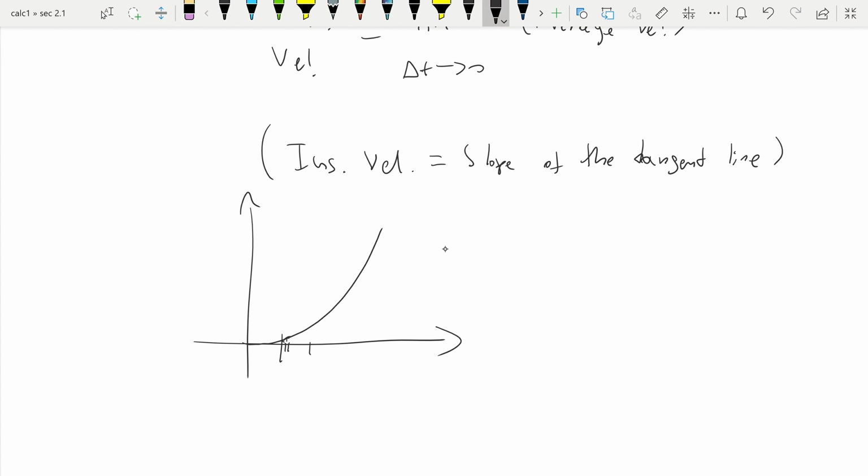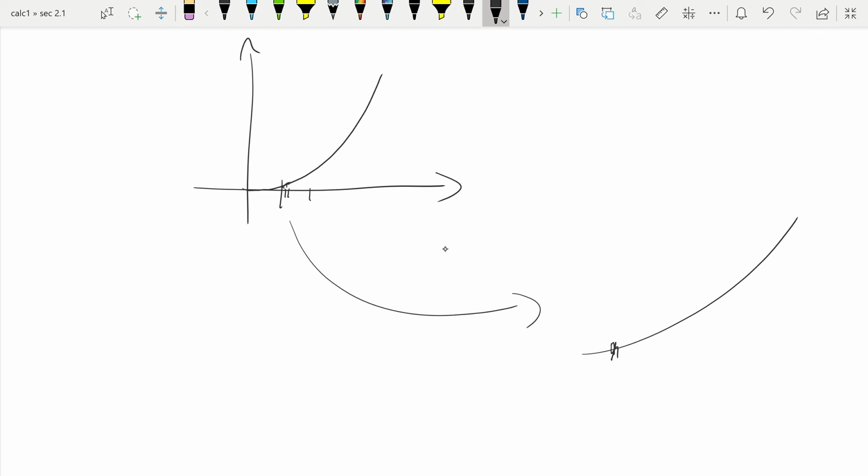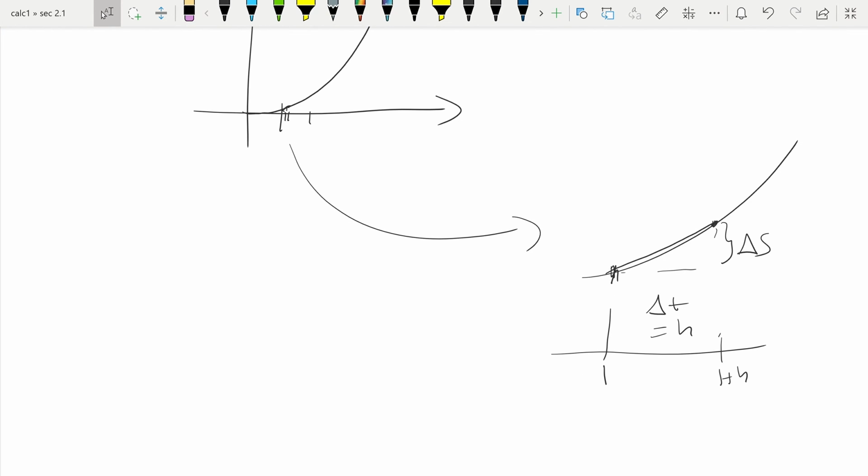So if we were to blow this up, if we were to use a magnifying glass, we'd see points on this curve that are really close to each other. So in this case we're standing at 1, and this will be the point 1 plus h, where h is a really small number, and we're computing delta s over delta t, which in this case is over h, for smaller and smaller values of h.